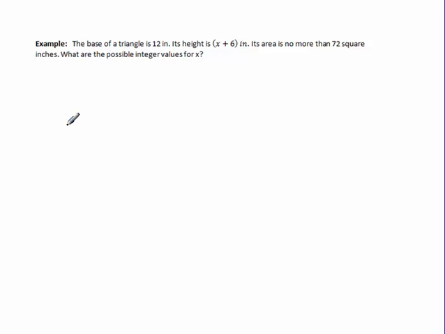All right. So the base of a triangle is 12 inches. Its height is x plus 6 inches. Its area is no more than 72 square inches. All right, you two. What's the formula for the area of a triangle? Area of a triangle equals 1/2 of the base times the height. That's the area of a triangle.